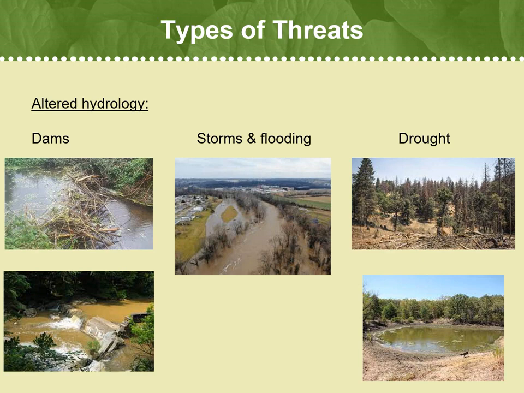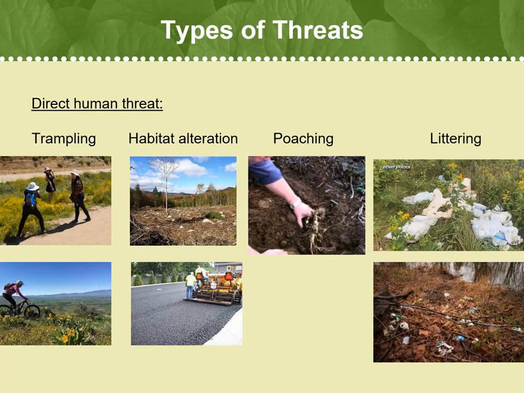water levels and drought. As our climate changes, we may experience more intense storms bringing high-volume downpours in a short period of time, which can result in flooding, which can kill plants and destroy habitat. Lastly, drought can have significant impacts on rare plants. Sustained drought can cause them to wither and die. The next category of threats is called direct human threats.